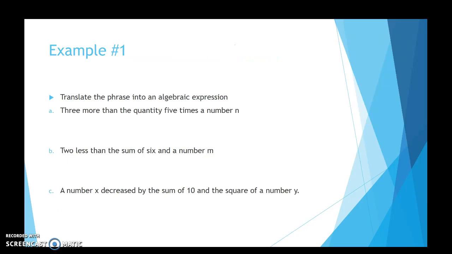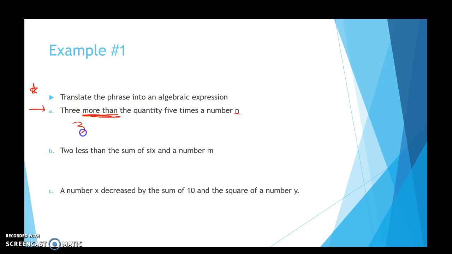So let's do some examples here, working with verbal phrases and turning them into algebraic expressions. It says translate the phrase into an algebraic expression. Please make sure you're writing the question down along with A, B, and C in the answers. So we have 3 more than the quantity of 5 times a number n. Here they're wanting you to use n as your variable. So 3 more than. We're adding here.